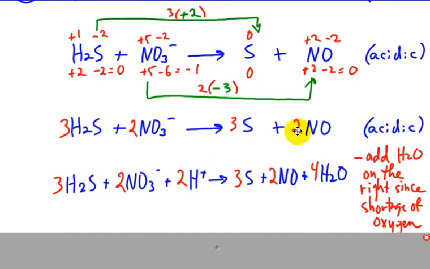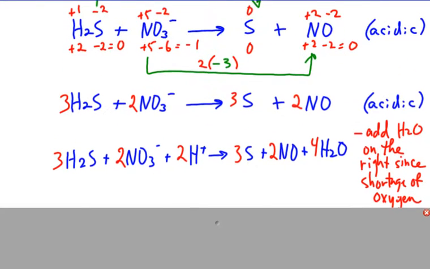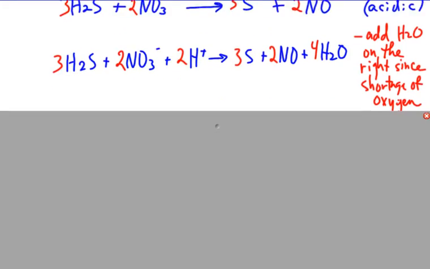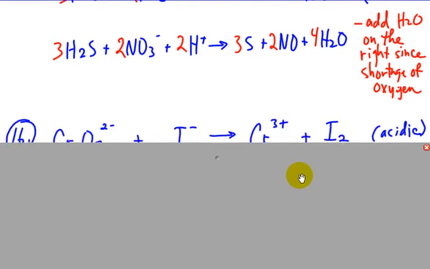I have 6 and 2, so I'm short 4, so 4 H2Os. That's going to give me a total of 8 hydrogens. I have 6 hydrogens here, so that leaves 2 right there. Okay, a little tricky. It's basically the same thing up until this point, in which you add H pluses and H2Os if it's acidic, or if it's basic, H2Os and OH minuses.